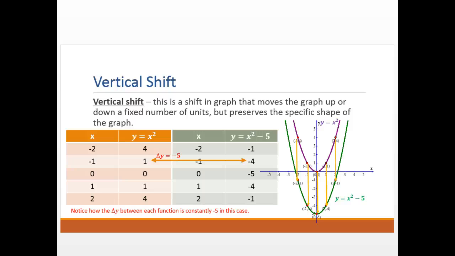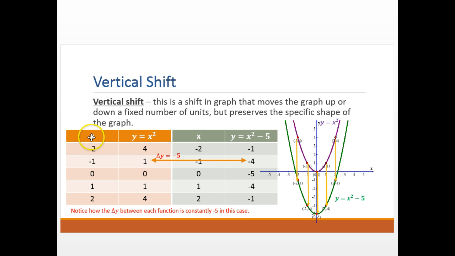We're going to start with some simple transformations, the vertical shifts and the horizontal shifts. Your vertical shifts and your horizontal shifts basically preserve the shape of the graph. In the case of vertical shifts, they just shift the graph up or down by the same number of units, by a fixed number.